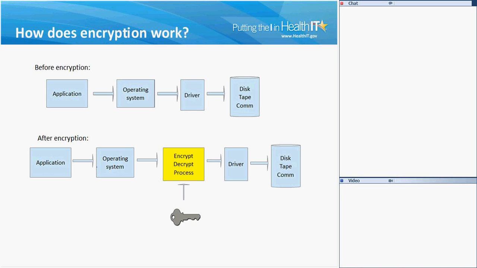Now when you encrypt something, the application behaves normally. It still makes a request to the operating system, and the system passes that request off to an encrypt and decrypt process. In conjunction with the key, it communicates that to the driver of the disk or tape, and then turns that data back unencrypted. Okay, so it's a process that gets involved in the actual low-level type of operations that the operating system does.